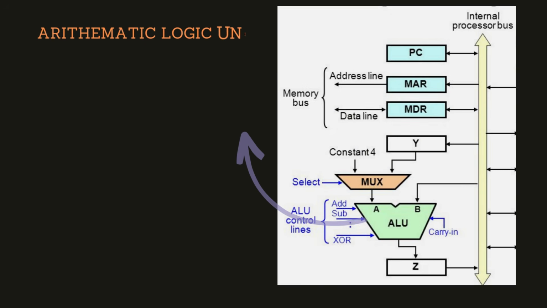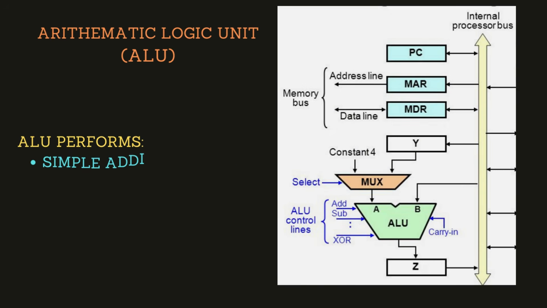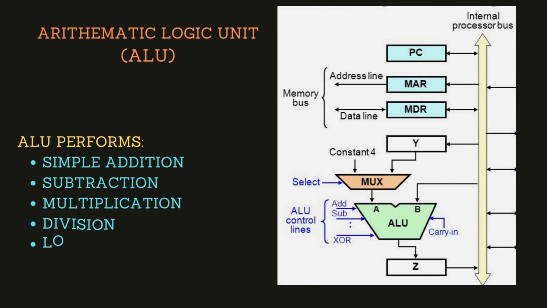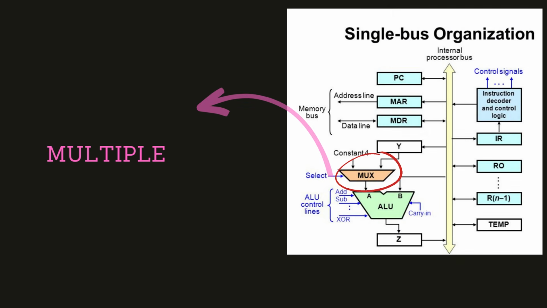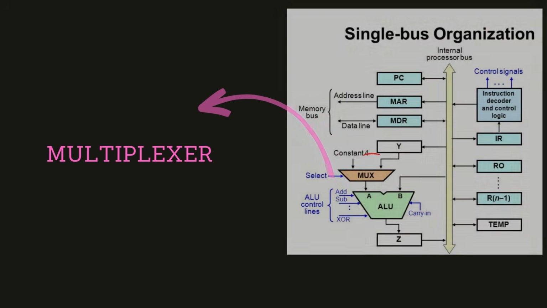ALU, that is arithmetic logic unit. ALU performs simple addition, subtraction, multiplication, division, and logic operations such as OR and AND. Y, Z, and temp are temporary registers that can be read and written more than once in a single instruction. A multiplexer or mux performs a selection process on two or more incoming signals using data from a control input to combine the incoming signals on one or more output lines.